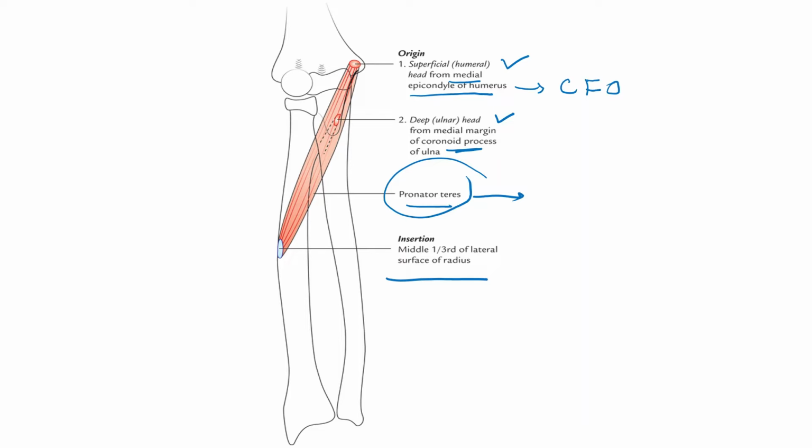This pronator teres muscle needs a special mention as this muscle makes up one of the boundaries of the cubital fossa, that is the medial boundary. So this is about the lateralmost muscle in the superficial group, that is the pronator teres.